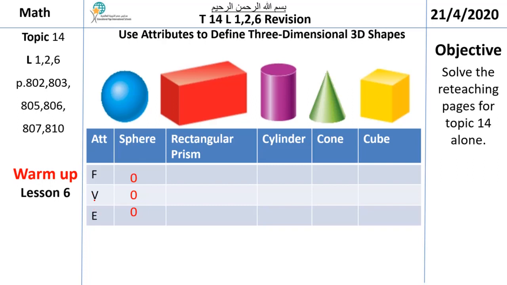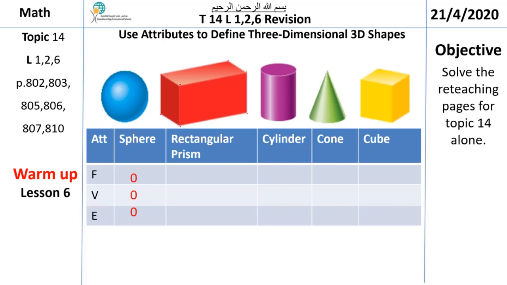What about the V, the vertices? I have a point at the top, a point here, and a point here. So I have 4 at the top and the same 4 points at the bottom. So 4 and 4 is what? Is 8. So the vertices for the rectangular prism is 8.